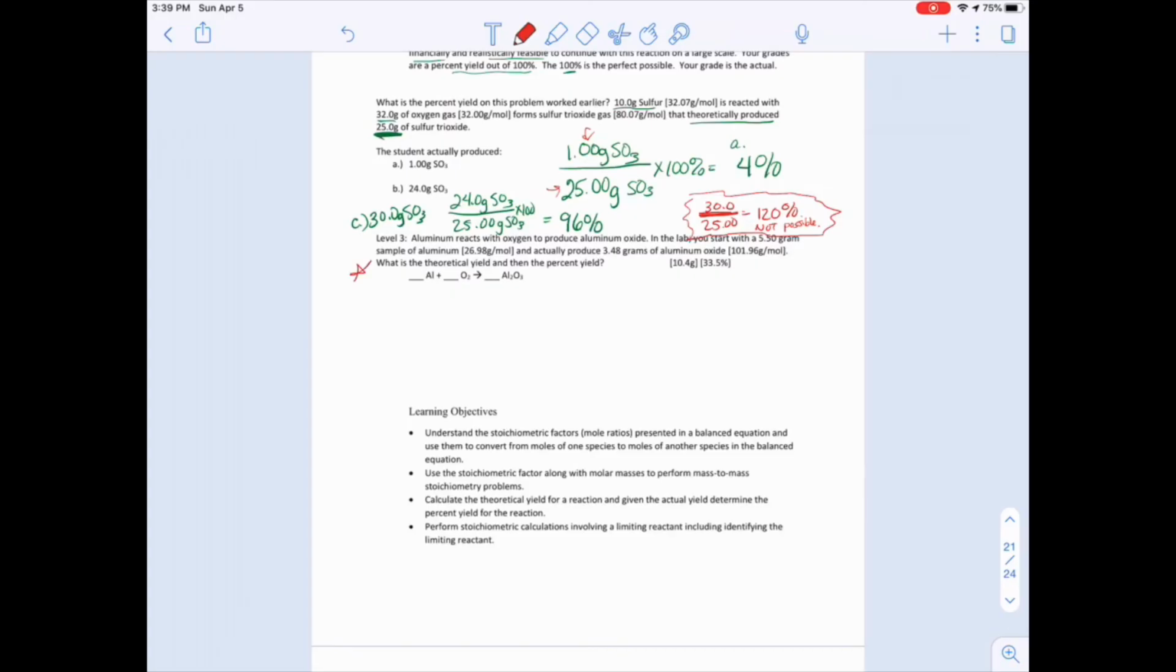I've got another example right here for you to practice on your own. And again, I'm going to write out the answers and you can double check against those answers to make sure that you've got what's going on. We have our learning objectives that you can look through.